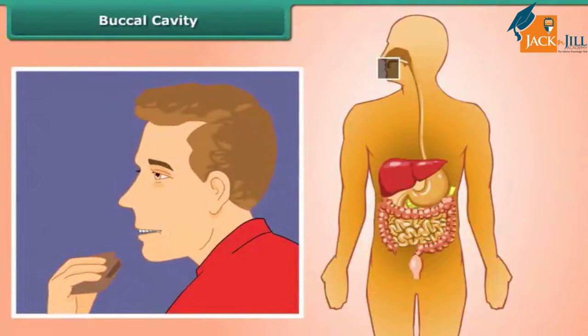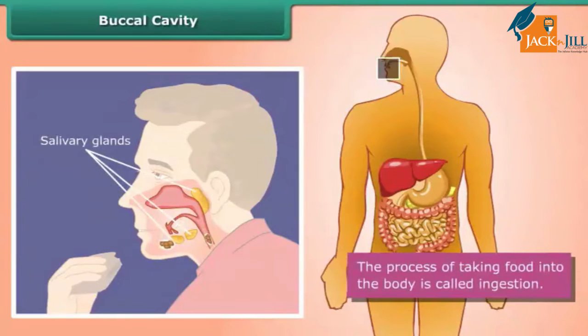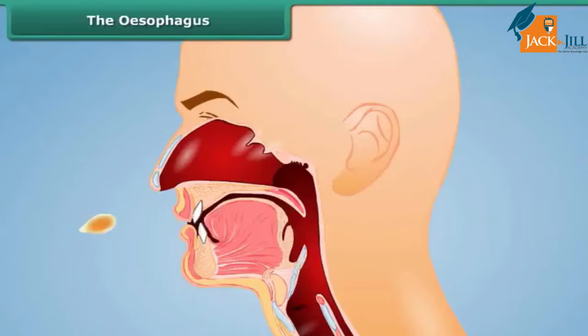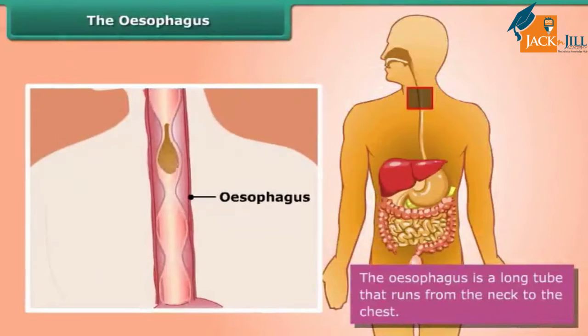Mechanical digestion breaks food into smaller pieces, and saliva in our mouth, produced by salivary glands, causes the breakdown of starches into sugars. This process of taking food into the body is called ingestion. When the food we eat becomes soft mass, our tongue pushes it to the food pipe or esophagus. The esophagus is a long tube that runs from the neck to the chest. The movements of its walls force the food to the stomach.